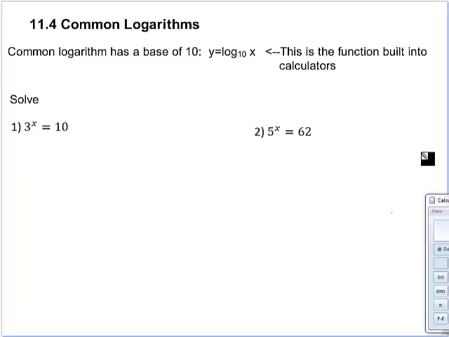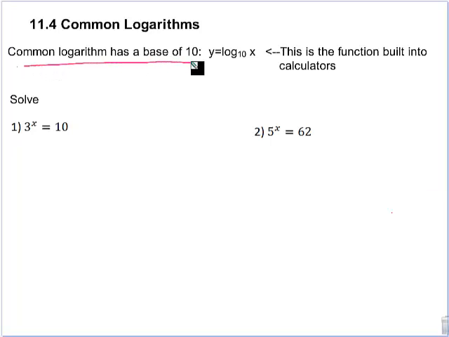Okay, this lesson is 11.4 Common Logarithms. We are going to be specifically discussing the logarithm function that is built into your calculator, which is log base 10. So our common logarithm has the base of 10. We have been dealing with logarithms with other bases, but today we'll be specifically dealing with a base 10 function. So y equals log base 10.